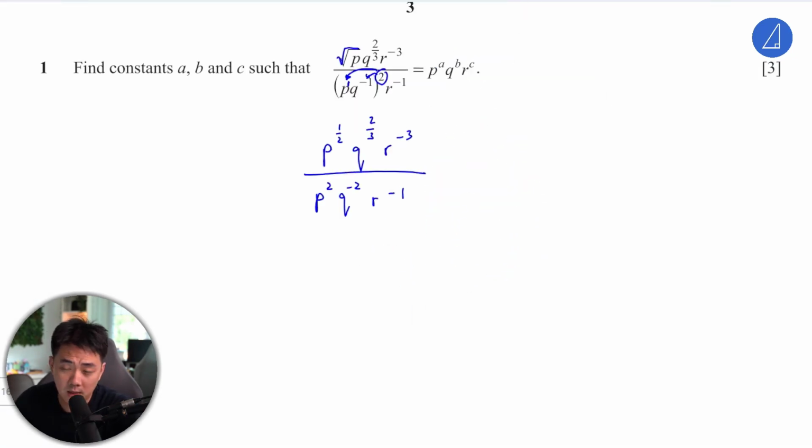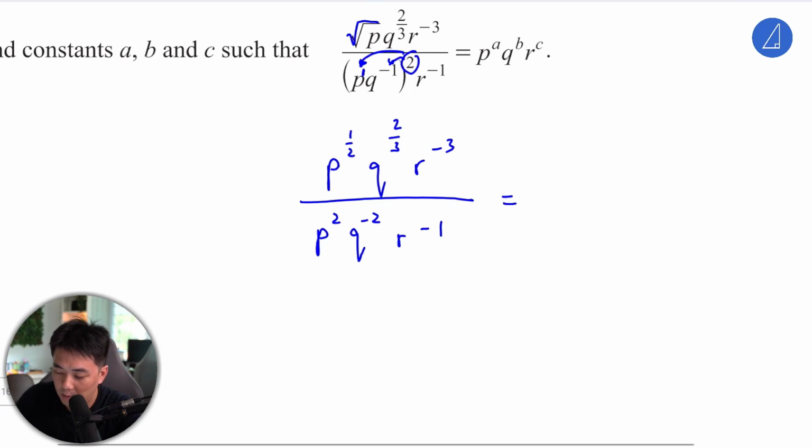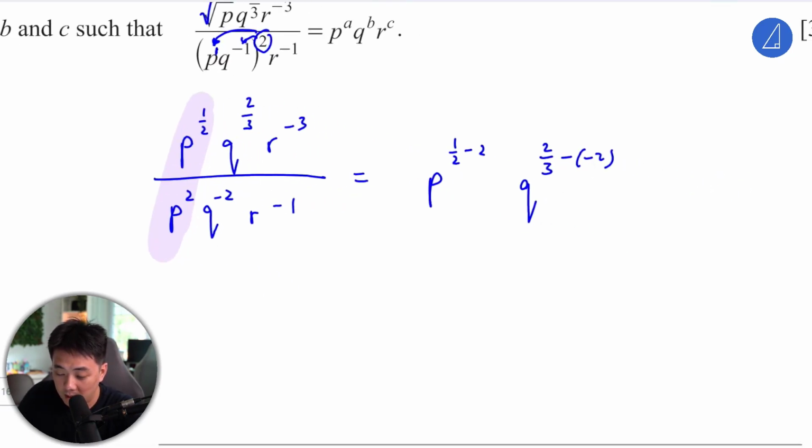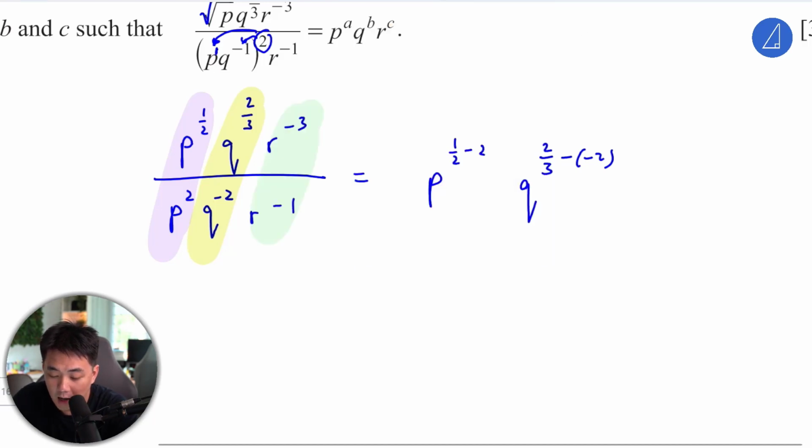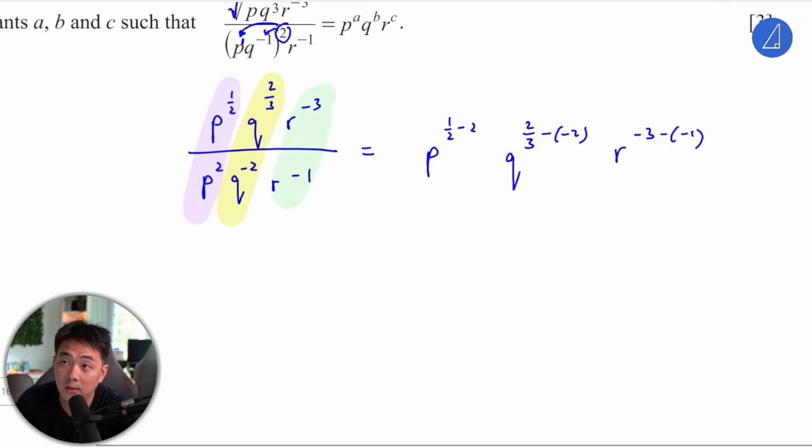Once this is done, remember that with the same base, we can group them together. So this is actually just p to the half, divide, so half minus 2. The other one will be q, 2/3 minus -2. Just remember the bracket. The problem with not bracketing is that it will cause a lot of careless mistakes. So just 2/3 minus -2. Then the last one, which is r, -3 minus -1.